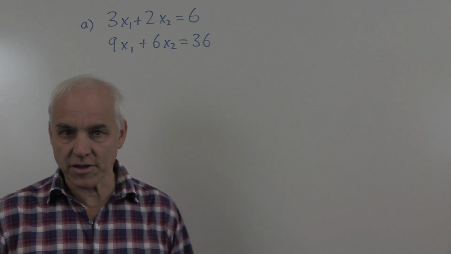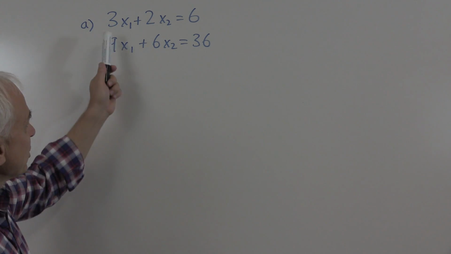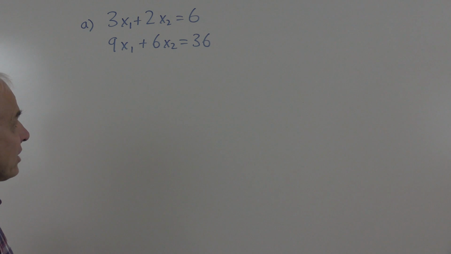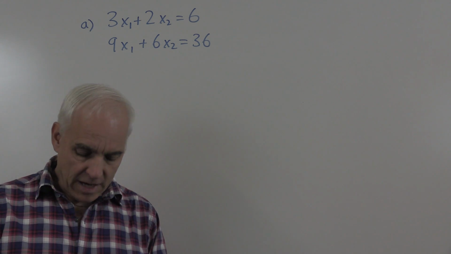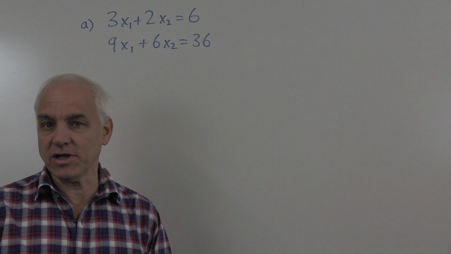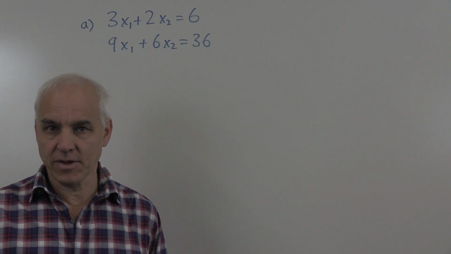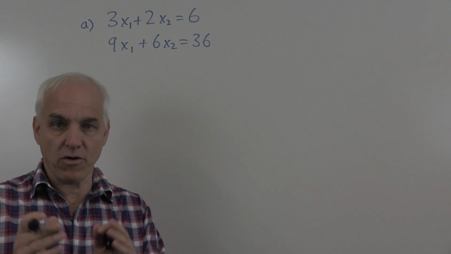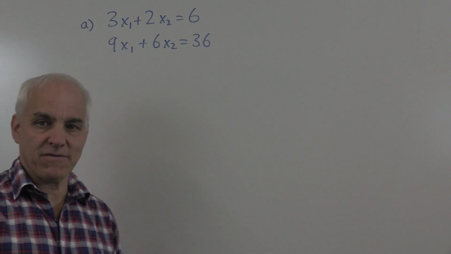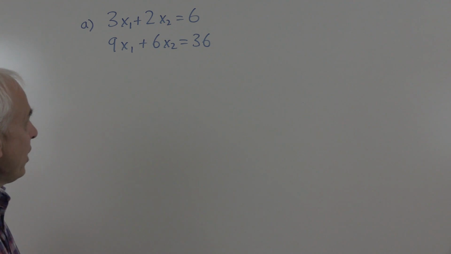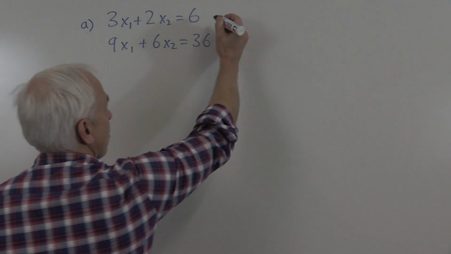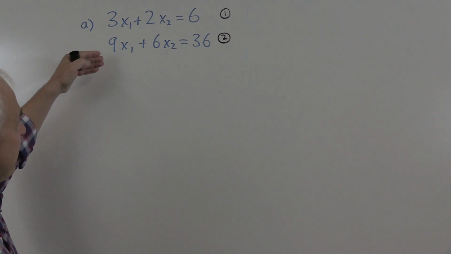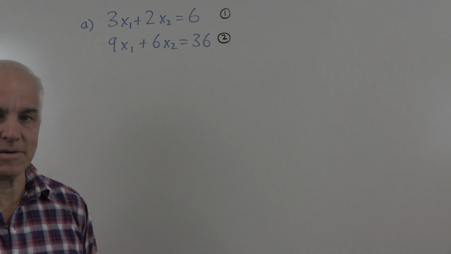All right, so let's start with the first case where we have the equations 3x1 plus 2x2 equals 6 and 9x1 plus 6x2 equals 36. Now I want to show you first of all how we would do this using just high school algebra, so that you can see that the row reduction system that we are doing more officially is in fact really just very similar to what you would have done in high school. So in high school you would have said, all right, let's call these equations 1 and 2, and you would have probably taken one of the equations and subtracted a multiple of the other.